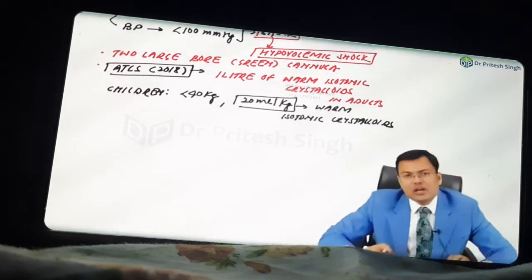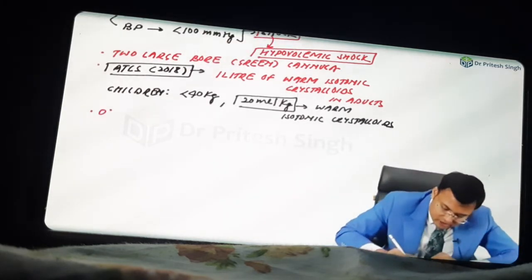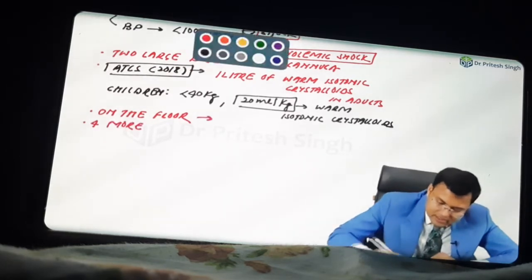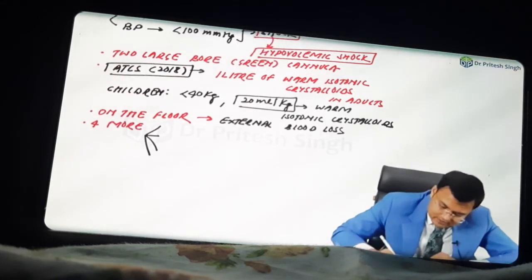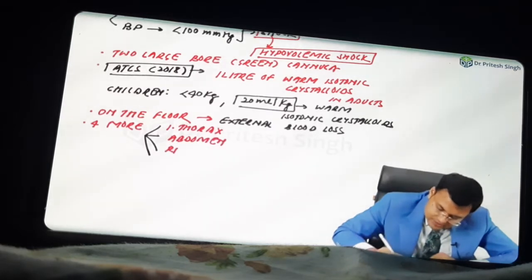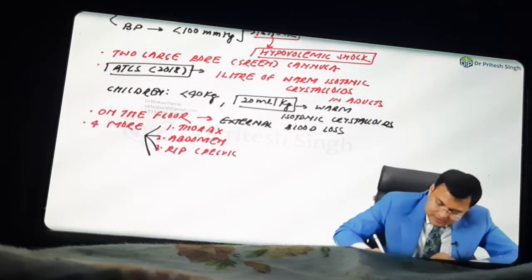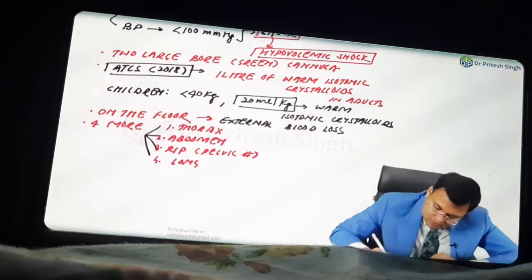Now the question: there is blood loss. What are the causes of blood loss? There is a mnemonic: "either on the floor or 4 more". Either there is external blood loss, on the floor means external blood loss, and 4 more. What are the other sites? First, thorax. Second, abdomen. Third, retroperitoneum because of pelvic fracture. And fourth, long bone fractures, multiple long bone fractures. So these are the causes of blood loss.